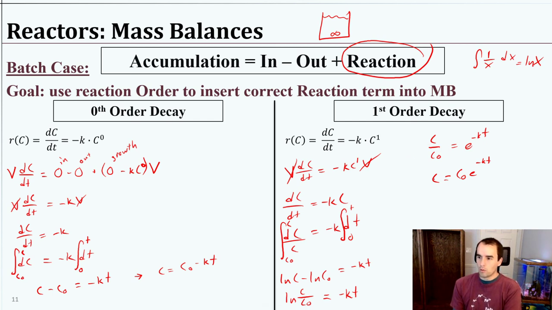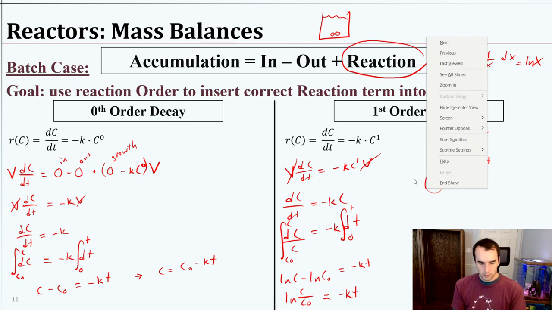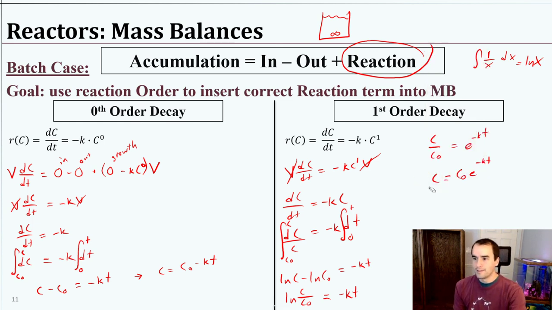You might not always want it just in C. Sometimes you might want it in C naught. What did you start with? Maybe you're solving for K. Or maybe you're solving for time. The point of the mass balance here is to set up a principle based on the principle that we're not going to create or destroy matter, and we know some sort of a reaction is happening, we can then derive whatever equation we need to solve for any of these components that are at play in the system.